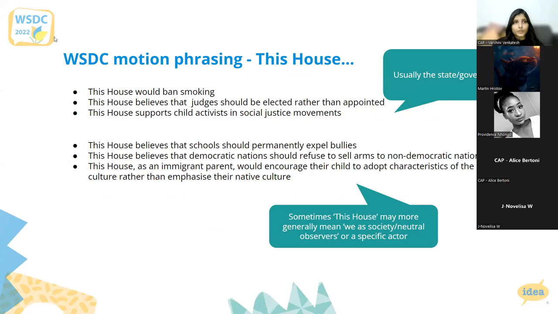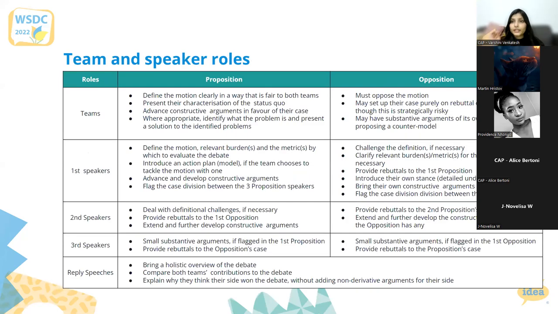Obviously, you've all encountered WSDC motions. They're all phrased as "This house something something," taking after parliamentary debating. We just wanted to do a quick few minutes specifically on team and speaker roles, because judging to a large extent depends on our understanding of the roles of teams and speakers.